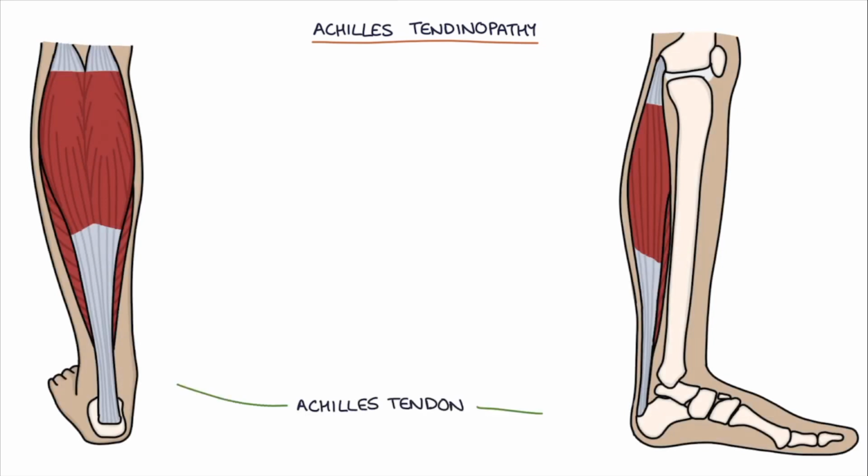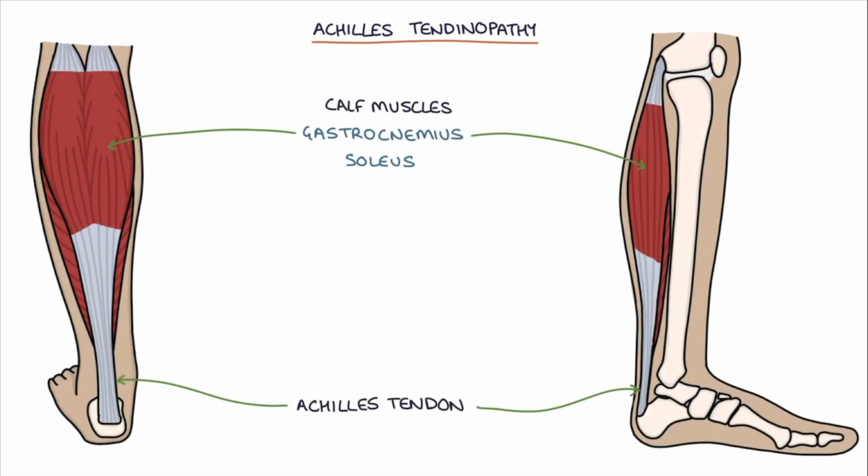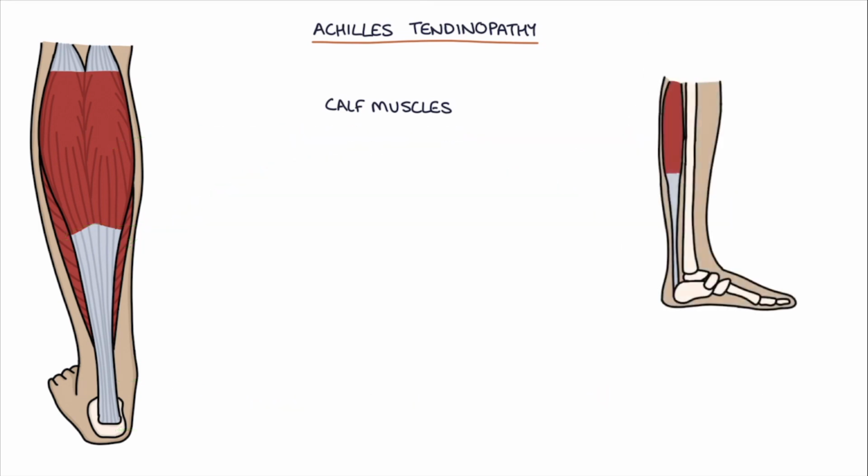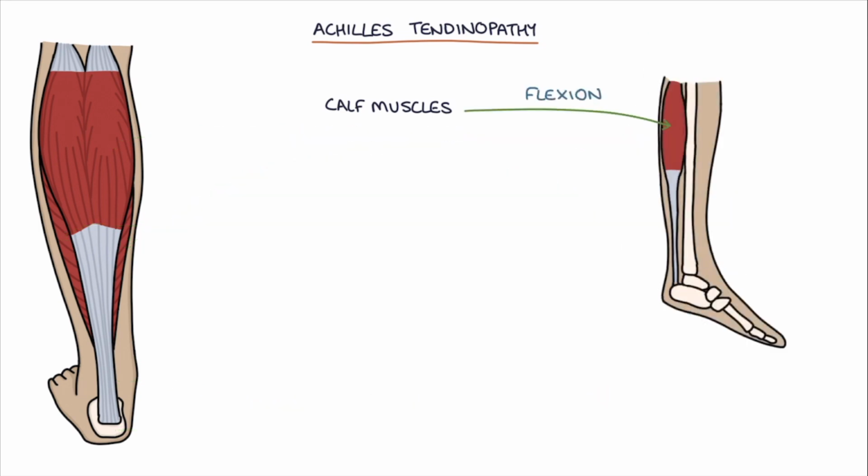The Achilles tendon connects the calf muscles, specifically the gastrocnemius and soleus muscles, to the heel of the foot, specifically the calcaneus bone. Flexion of the calf muscles pulls on the Achilles and causes plantar flexion of the ankle, causing the foot to move in a downward direction.